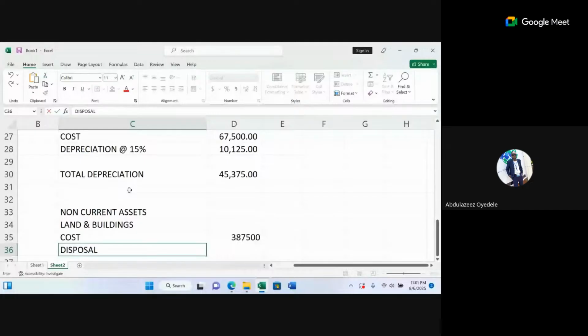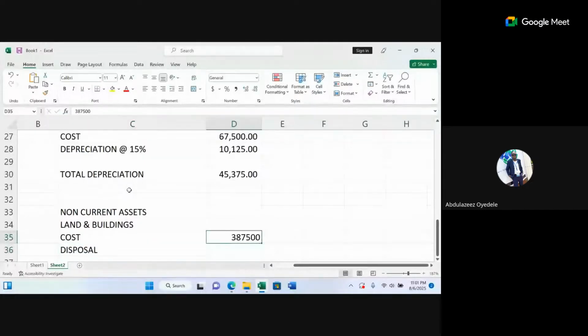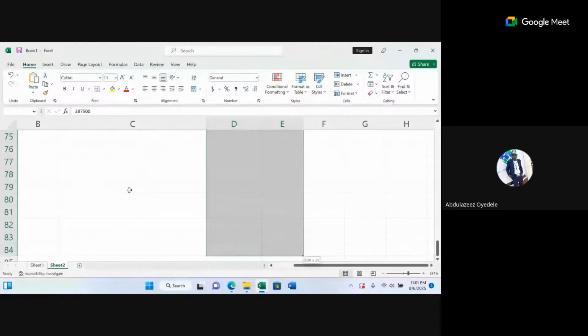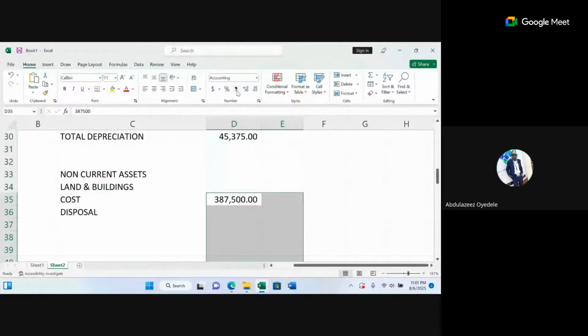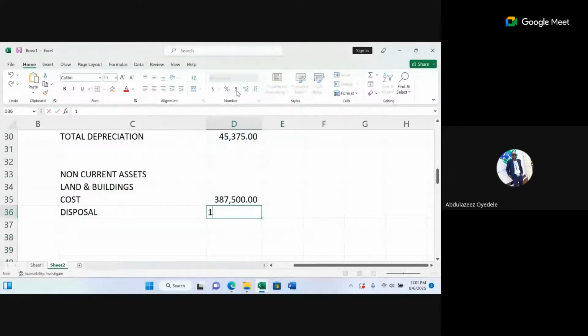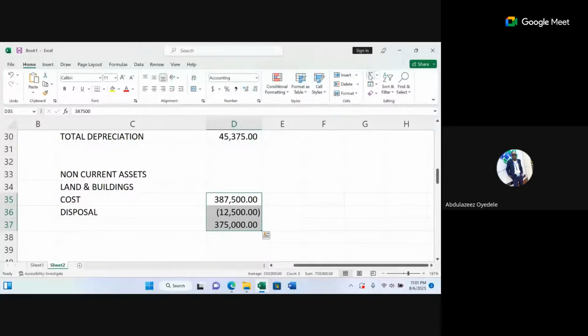These are all what you later learn in IAS 16 or IPSAS 17, whichever way you learn it first. Okay, so disposal is 12,500. Let's put it in negative, minus 12,500. So even after we have disposed of that, what we have left as the cost of land and building will now be 375 billion.